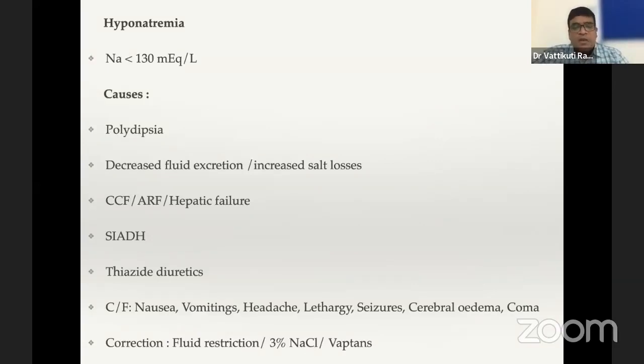Again, hyponatremia can present with nausea, vomiting, headache, lethargy, slowness, seizures, cerebral edema, and coma. For correction, because the sodium is low, you have to correct the sodium by giving 3% saline, or you have to restrict the fluids, especially in case of SIADH, and you can use vaptans in case of congestive cardiac failure or hepatic failure.